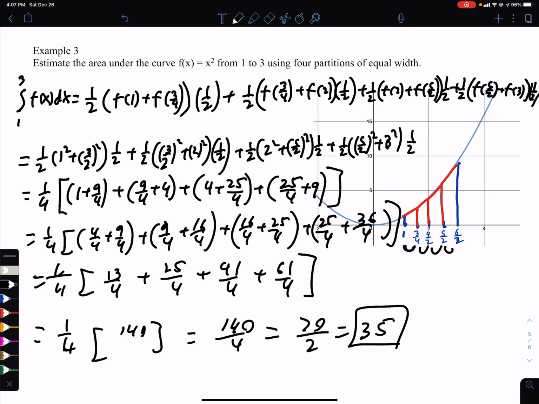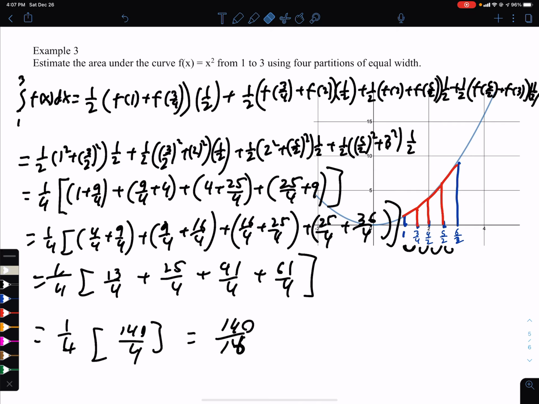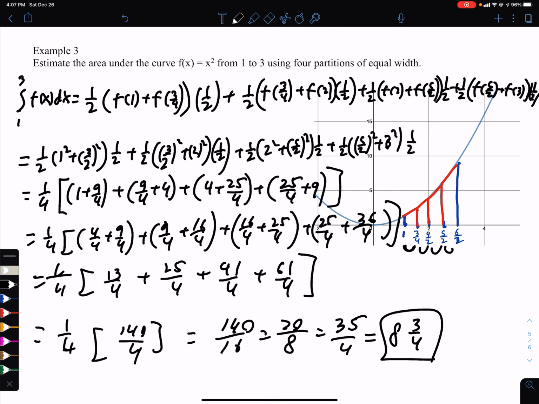Oh, wait a second. I forgot the 4 on the bottom. So there's a 4 there. So it's actually 1/4 times 140 over 4, which is 1/16. I can save this. I didn't totally blow it. And that'll be 70 eighths, 35 fourths. That's 8 and 3/4. That's my last example. We're done.